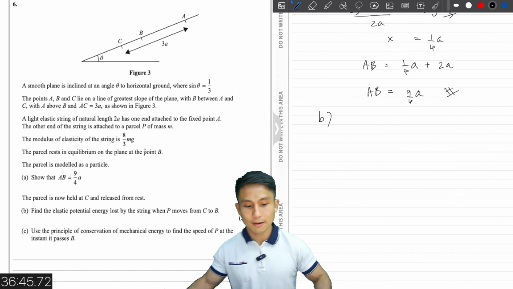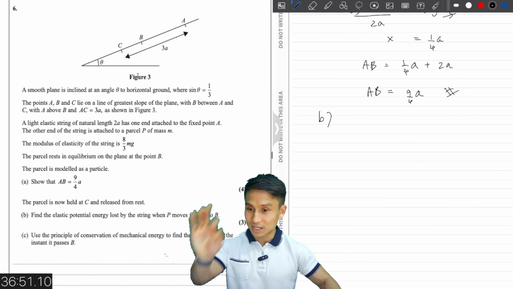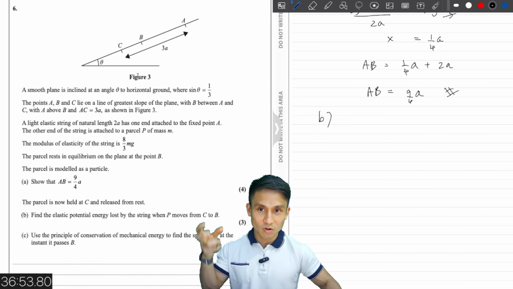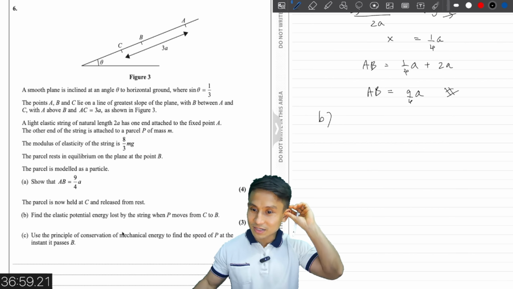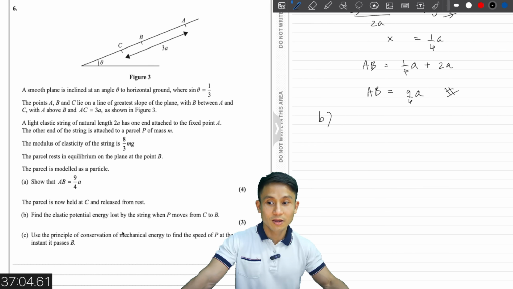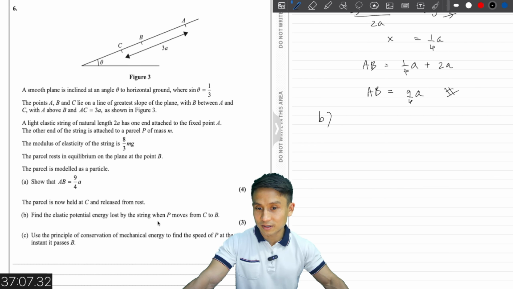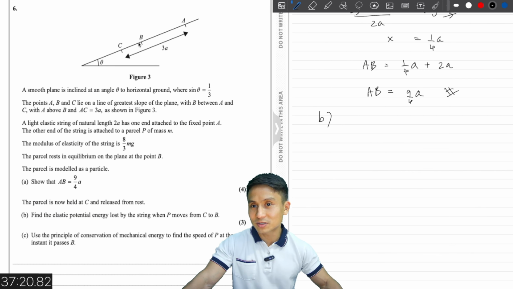Part B. The particle is now held at C and released from rest. So a little more extension down to C, some more elastic potential energy, and then it will be released. Find the elastic potential energy lost by the string when P moves from C to B. So when it's at C, it's got some extension. When it's at B, it loses some extension, right? So we need to find the extension at C and at B and find the difference in energy.